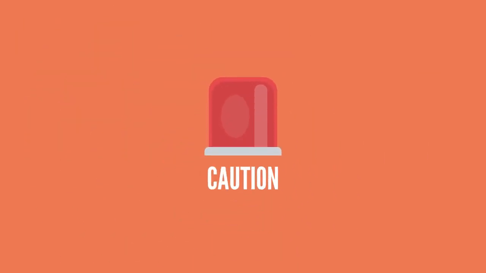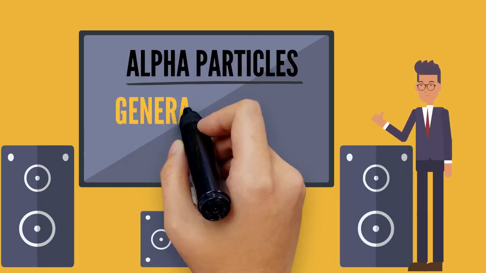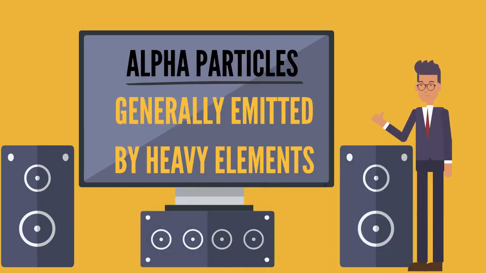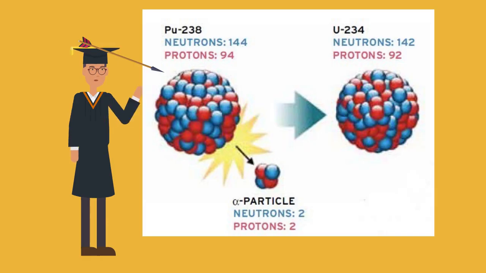However, they can be very dangerous once they're inside your body, as they can't escape. They're generally emitted by the heavier elements, for example, the actinides, decaying down to, in this case here, 235, and spitting out an alpha particle.